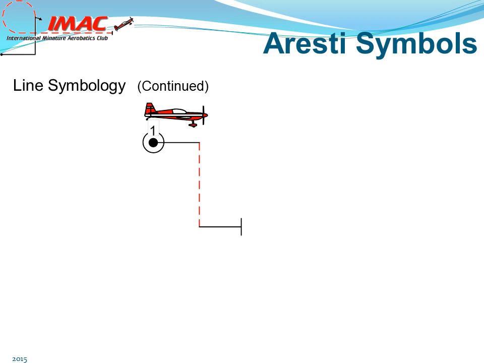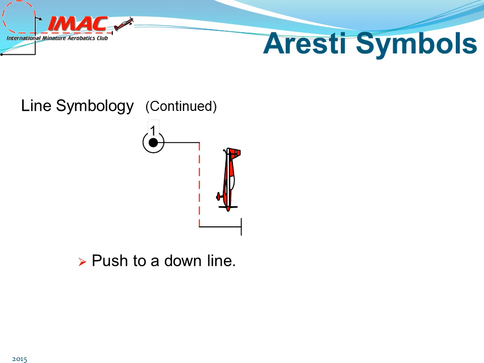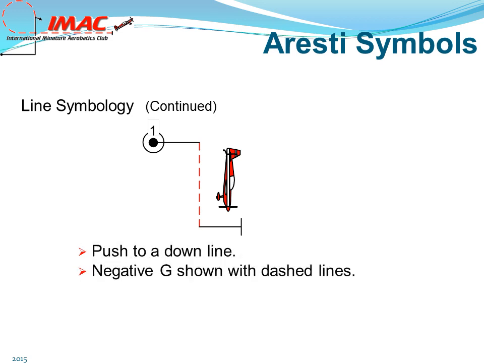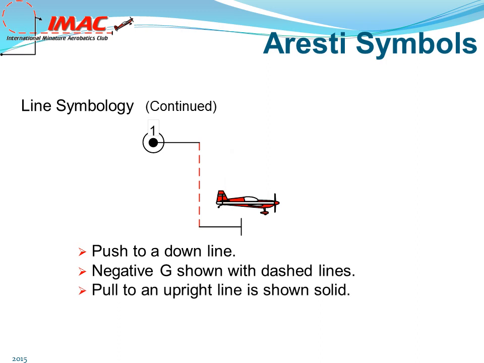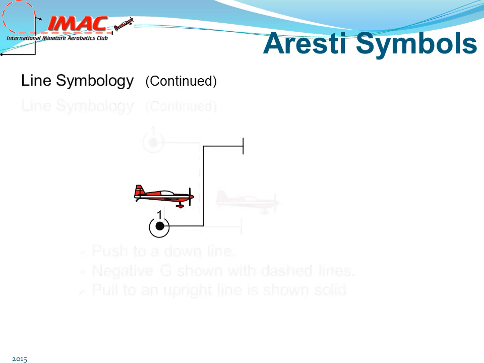In figure 1, the plane would begin wings level horizontal upright flight. The pilot would push to a vertical down line. Negative G's are shown with a dashed line. Imagine sitting in the aircraft as it pushed to a vertical down line. You would have the sensation of being lifted out of the seat. This is a negative G flight and is drawn with dashed lines. The pull to upright is shown as a solid line indicating positive or upright flight.